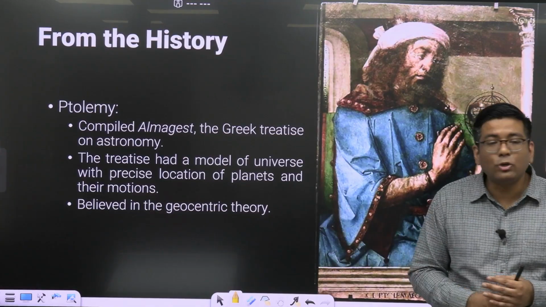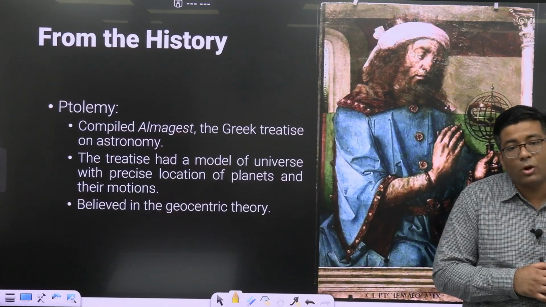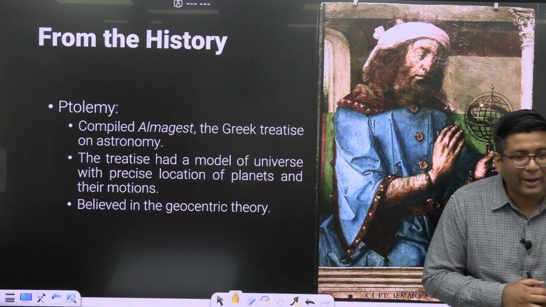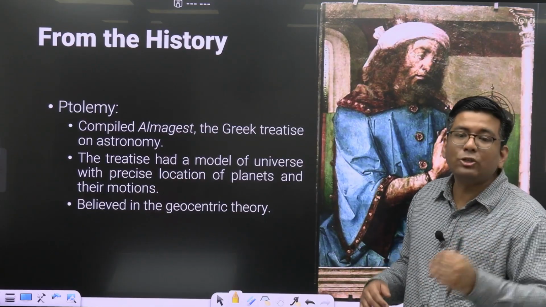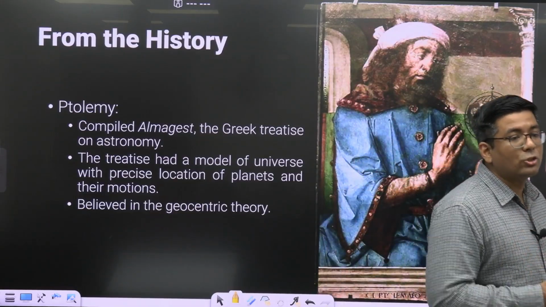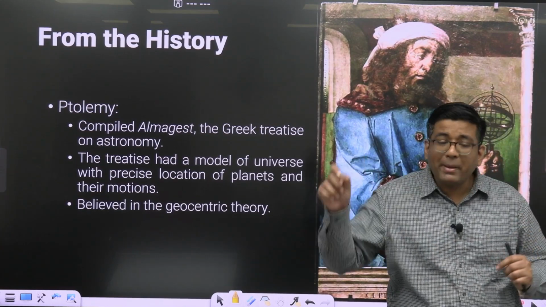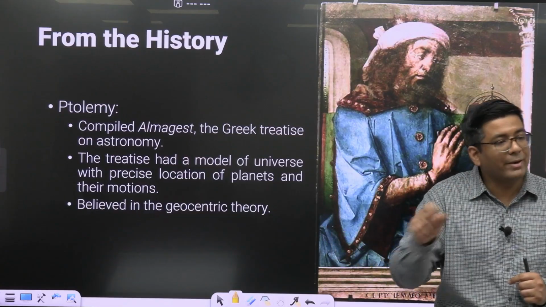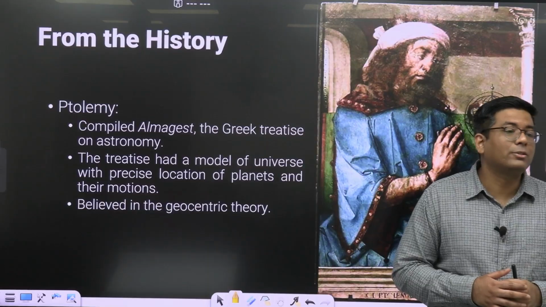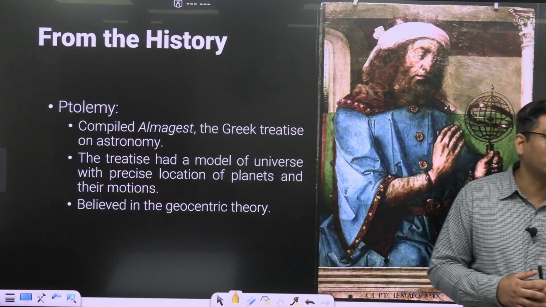Now, coming to Ptolemy. Ptolemy was a friend of Alexander. He was also, you can say, the commander in chief of his army. But Ptolemy also had a very strong inclination towards studying. So he was a very well-known cartographer. Wherever he would go, he would draw pictures of the places he visited. And that is how he was the first one to give an atlas to the world.